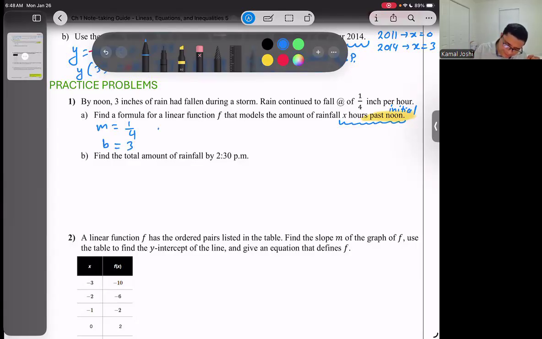That's it. Once you know that, the linear function f of x, you can say y equals f of x, or just f of x will be equal to mx plus b. Okay.